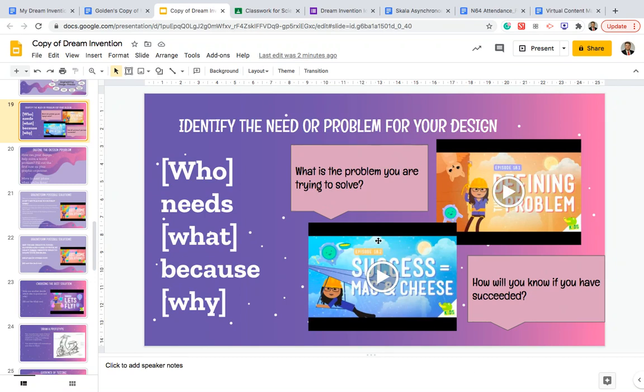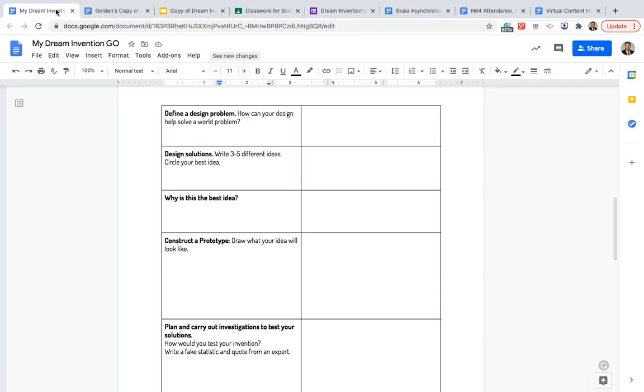Remembering yesterday, she also came up with her success criteria and the way she would do that. Her idea was to use the tent that she had to fashion into a hang glider to glide in the air across to the other side. So in your graphic organizer, we're going to go in right now and define your problem. And then, how can your design help to solve a world problem?